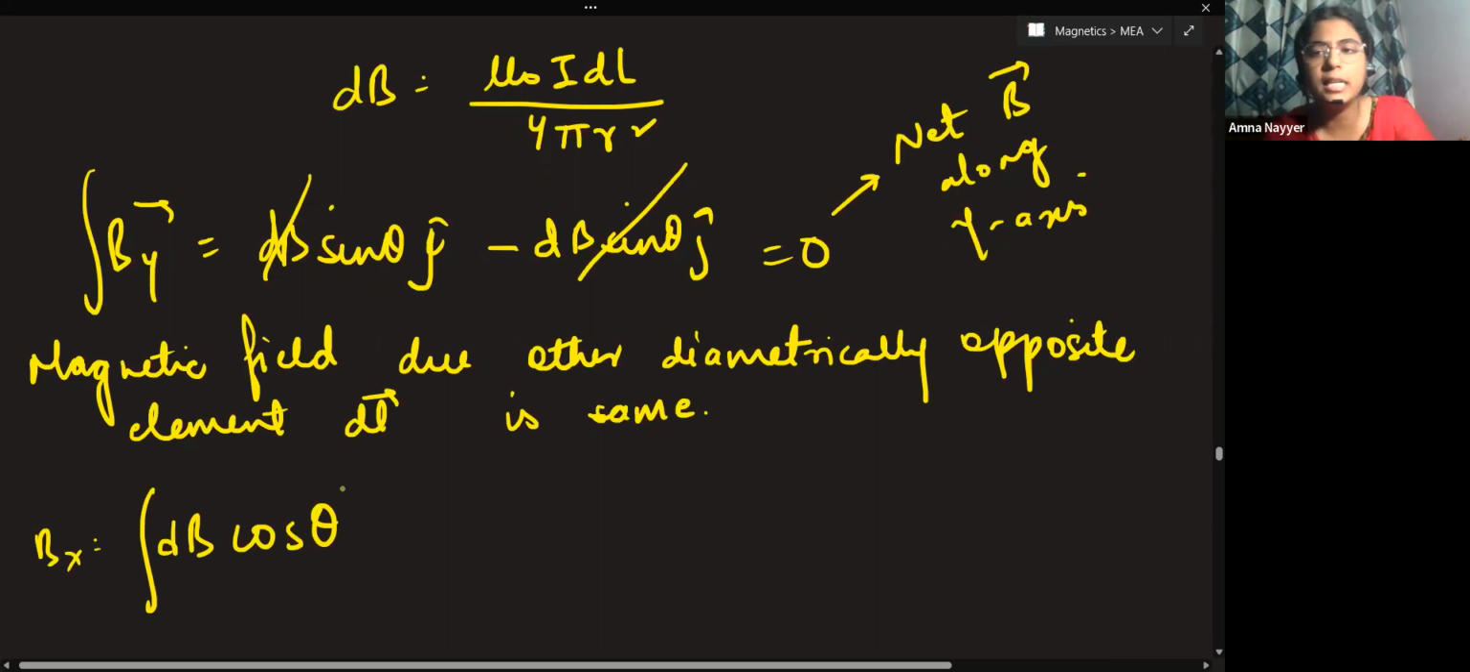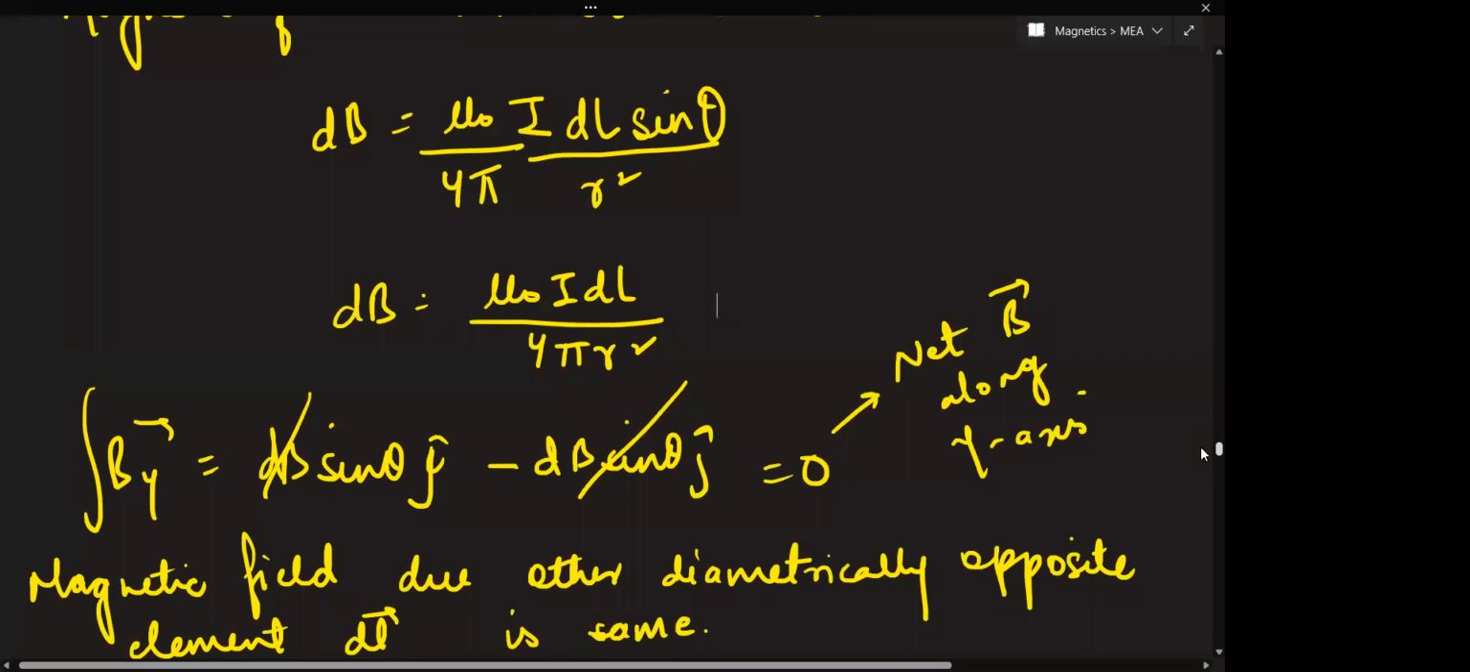Is it clear till here? If this is clear till this portion, then you will be able to understand it further as well. Any doubts till now? Is it clear? Should I repeat any part? It's clear. Fine.